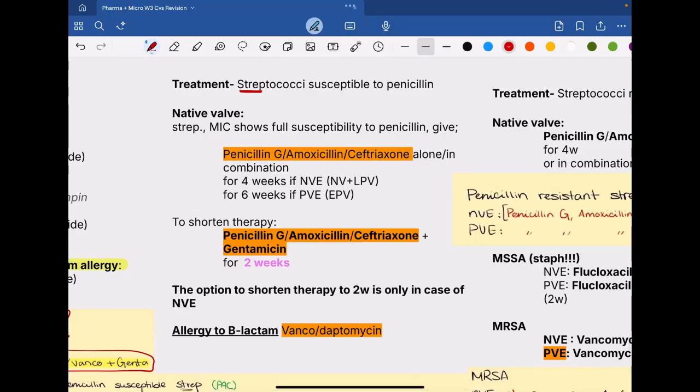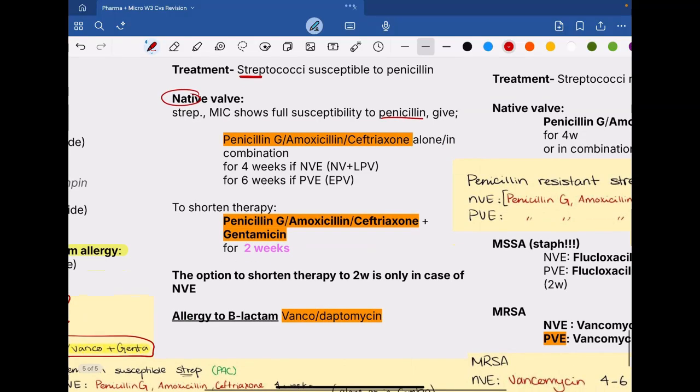For native valve, let's say strep shows full susceptibility to penicillin, so we can give them penicillin. You give them penicillin G, amoxicillin, and ceftriaxone. Remember this as it can be either given alone or in combination. Remember this as the mnemonic PAC. Penicillin G, amoxicillin, and ceftriaxone.